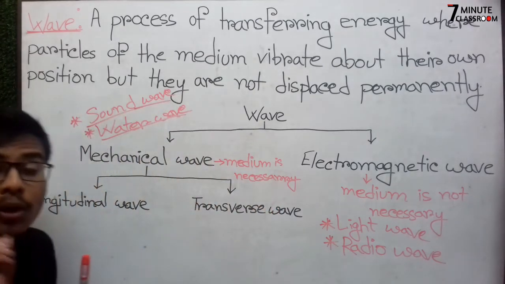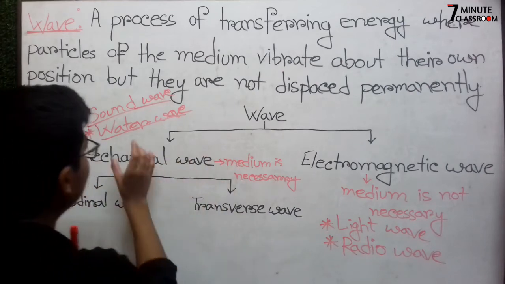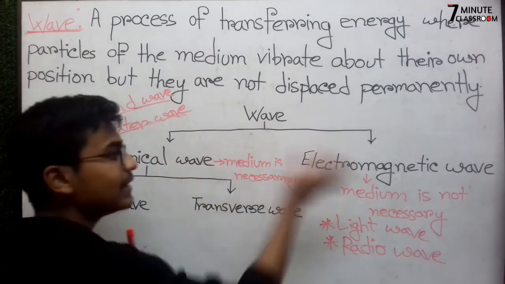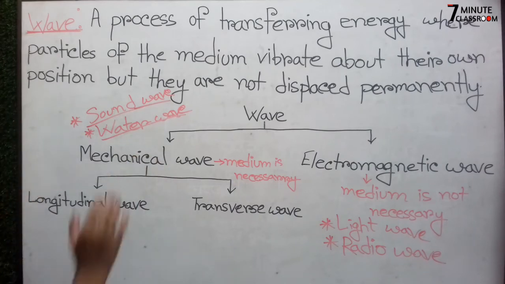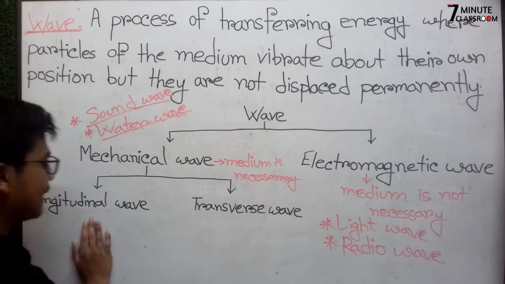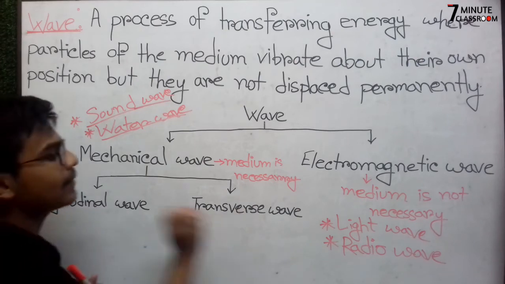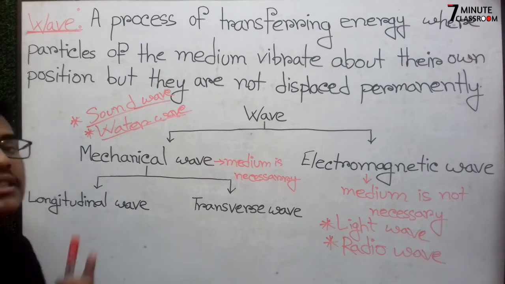I hope you have got a clear idea about what is mechanical wave and what is electromagnetic wave. Okay, now let's talk about mechanical wave, because mechanical wave is also of two types, that is longitudinal wave and transverse wave. So what is longitudinal wave and what is transverse wave? First let's talk about longitudinal wave.